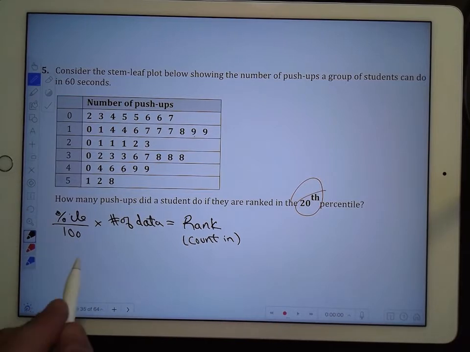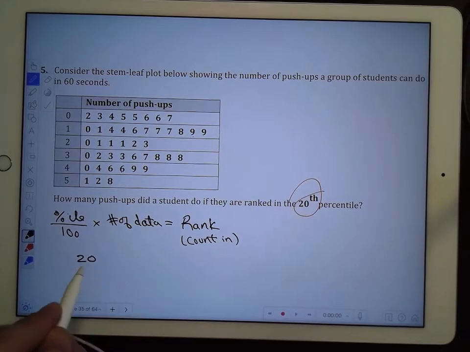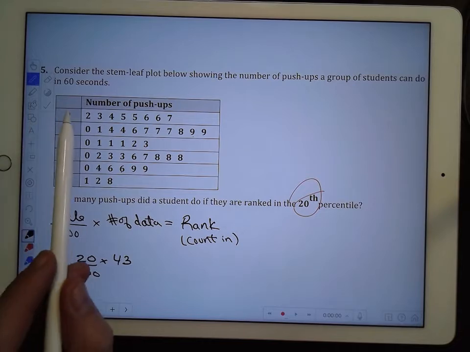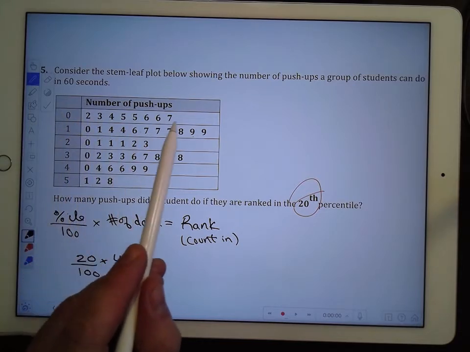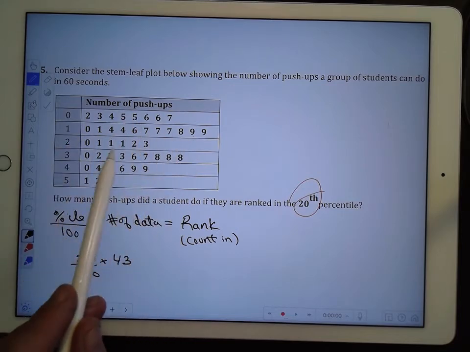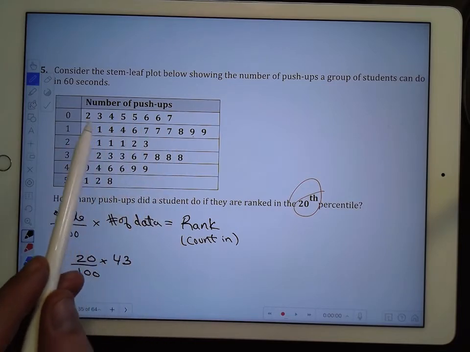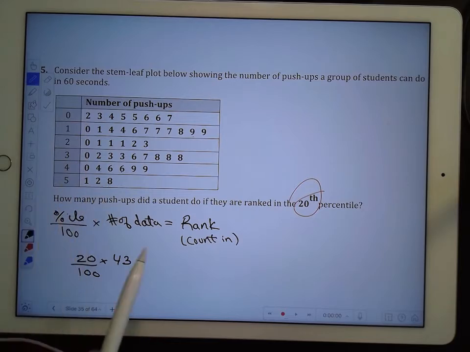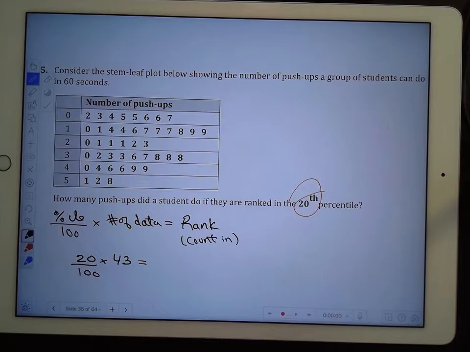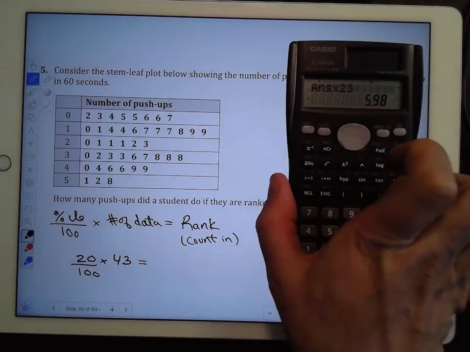So we're looking here at going 20, because 20th percentile, divided by 100, and we're going to have to multiply that by 43. Now, why 43? That's because I counted 43 numbers up here in this stem and leaf plot. 43 kids did their push-ups and counted their push-ups, and there's the first kid and there's the last kid, and there's 43 of them. So I'm going to take a second. I got to bring my calculator in for this one. Sorry, I'm going to hide part of the question here for a moment.